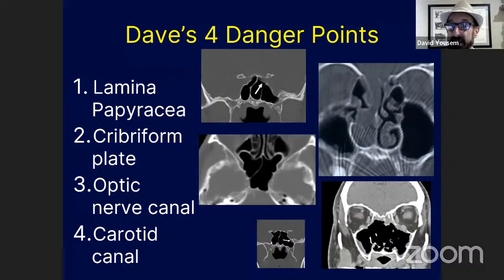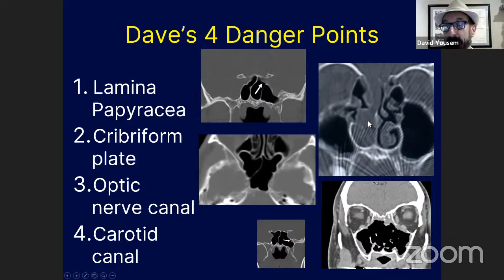because if it's dehiscent and the surgeon is going in to clean up that ethmoid sinus, there is the possibility that they would perforate into the orbit and lead to an orbital hematoma. The second is the cribriform plate. Here you see a defect in the cribriform plate. In fact, this patient actually has a meningocele that's extending intracranially.